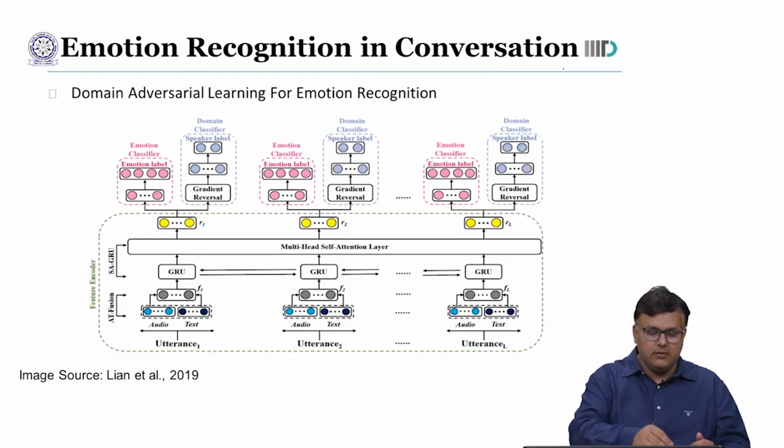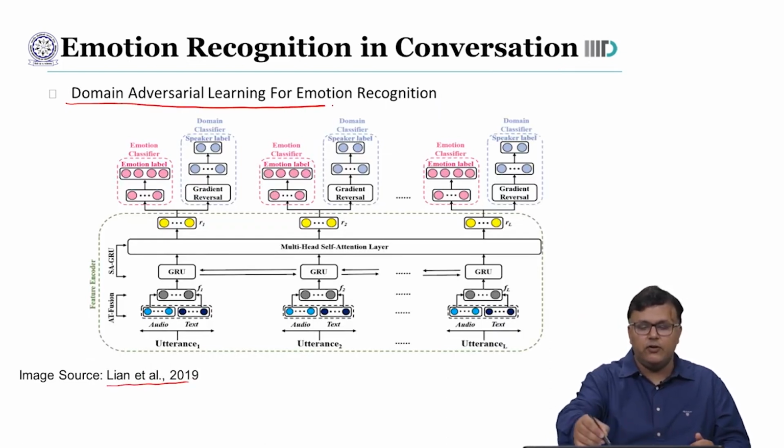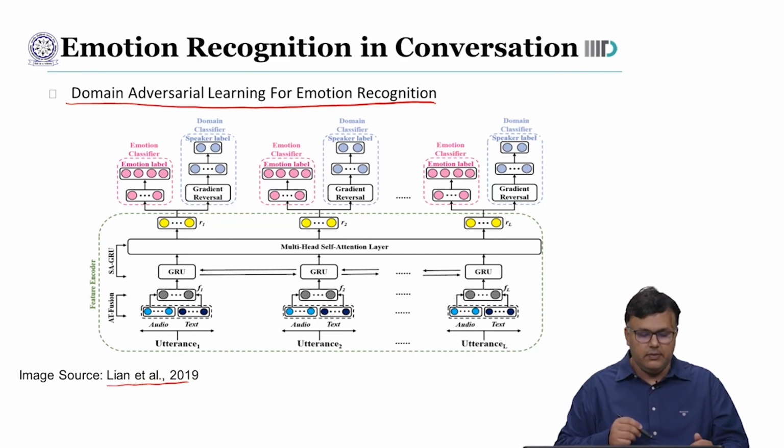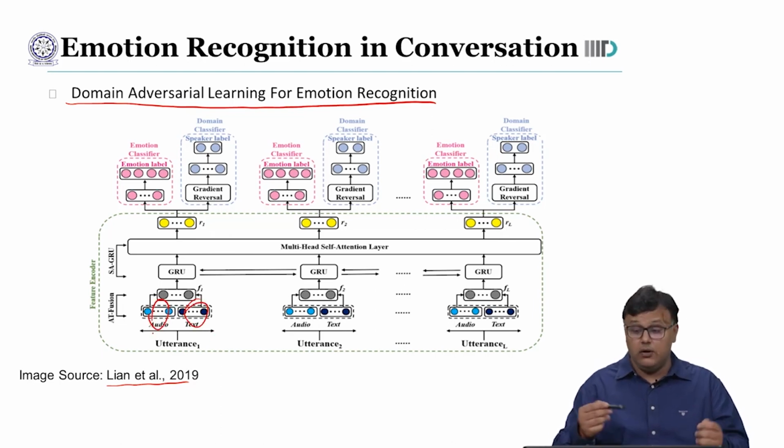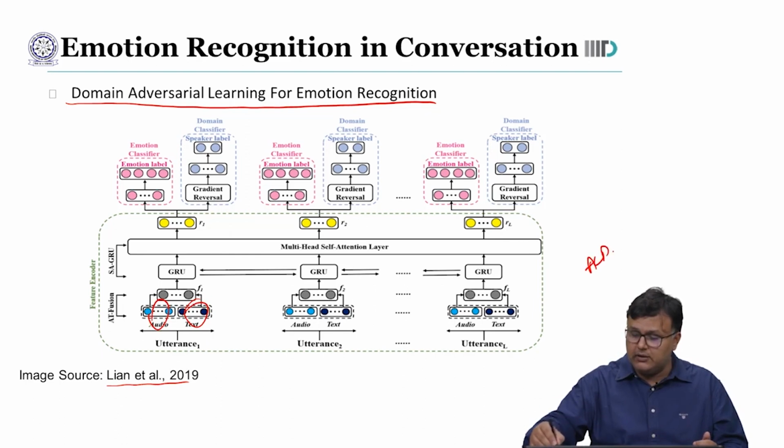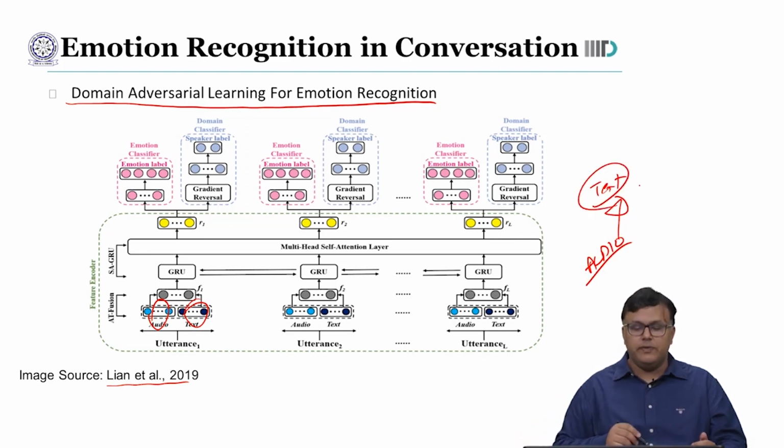Here's another work, friends, Lian and others, 2019, which is called Domain Adversarial Learning for Emotion Recognition. Okay, what you have here is the utterances as input. Now this is text and audio which is coming in. Now you would wonder why text and audio. Well, it's possible that the conversation is happening in the voice modality. You do speech to text and you get the text which was being spoken.